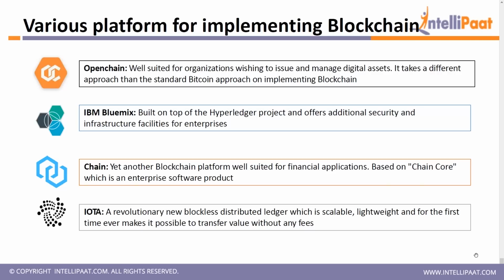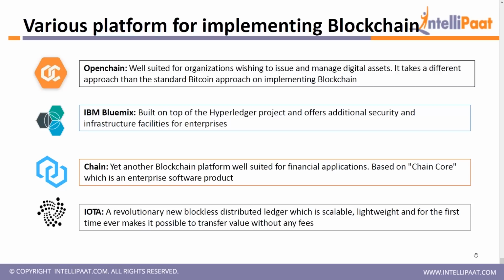Then IBM Bluemix. Being a giant player, IBM also has its own blockchain network and platform on IBM Bluemix, built on top of the Hyperledger project, and it offers additional security and infrastructure facilities for enterprises. So IBM is preparing blockchain in such a manner that it is enterprise ready and can be directly used by enterprises and financial or other organizations to start and migrate their existing applications to the blockchain network in order to facilitate and utilize the features and benefits provided by blockchain.